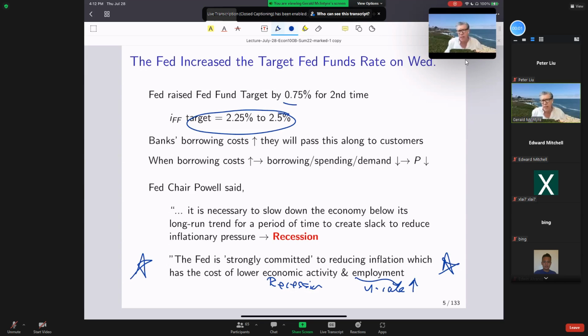Prices fall off, right? And employment falls and the unemployment rate is likely to rise. And that is the cost, okay, of reducing inflationary pressure in the economy.